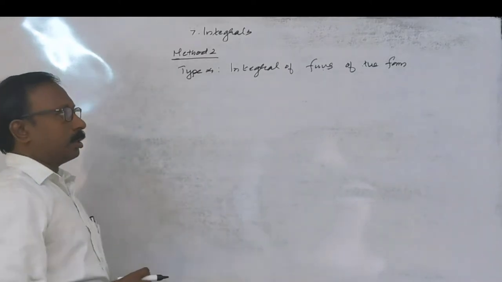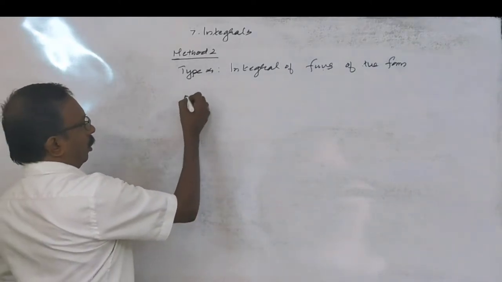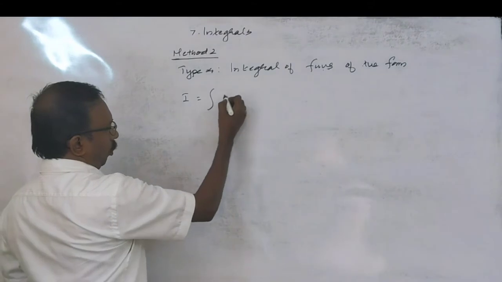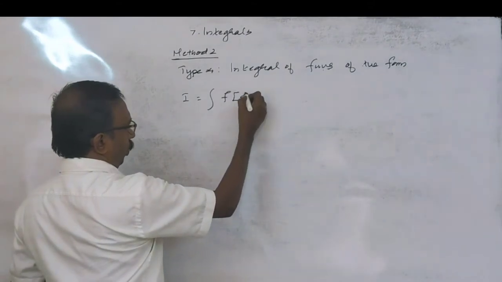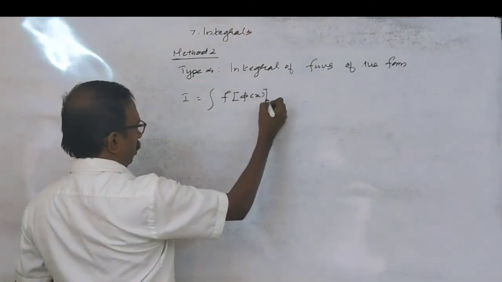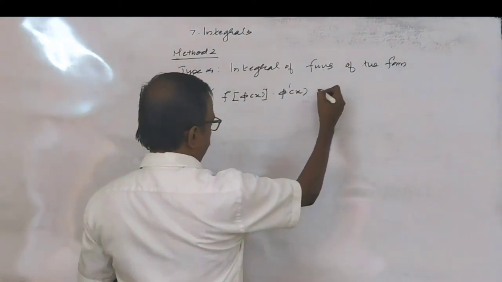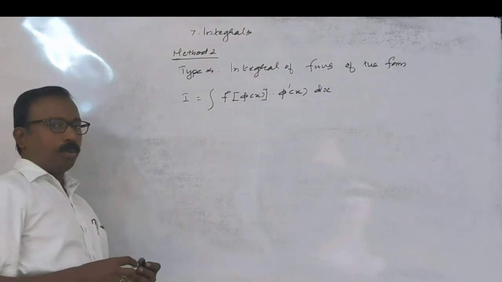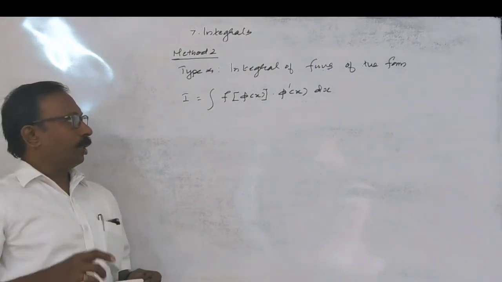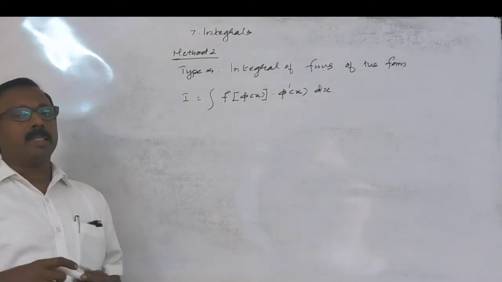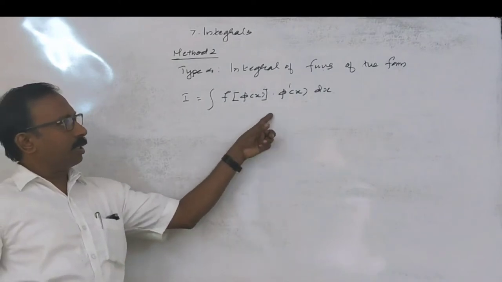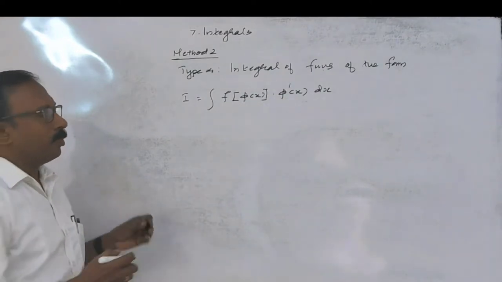Integral of functions of the form I is equal to the integral of f of phi of x into phi dash x into dx. Inside the function, the derivative of it is present.